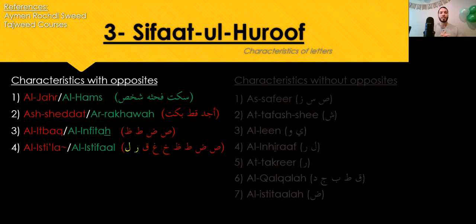So they divided the characteristics into 2 different types. One is called characteristics with opposites.